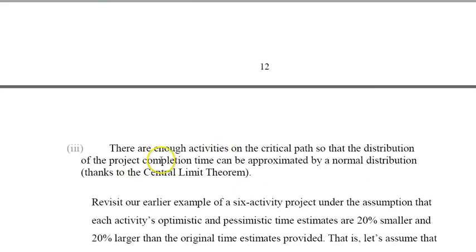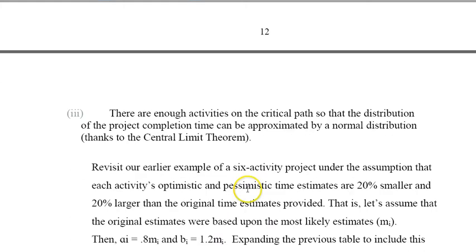We need one more: that there are enough activities on the critical path so that the distribution of the project completion time can be approximated by a normal distribution. That's by using the central limit theorem. You may recall that with the central limit theorem, if you take a large number of random variables and average them, you end up with a standard normal distribution. If you don't average them and you add them, you end up with a normal distribution, not necessarily the standard one.